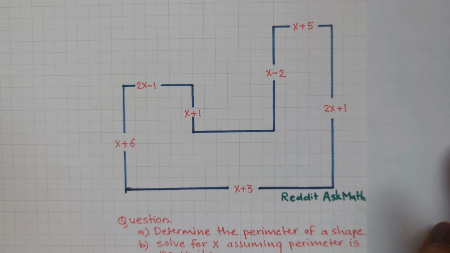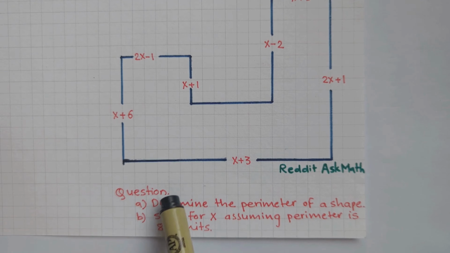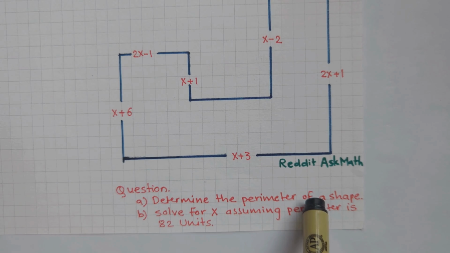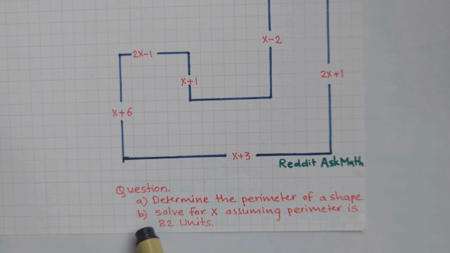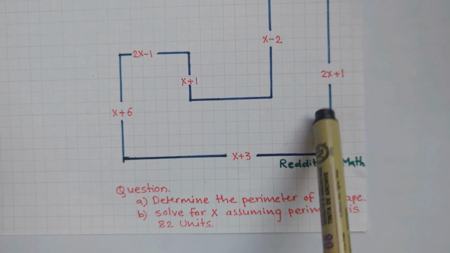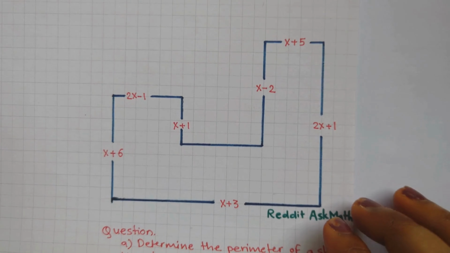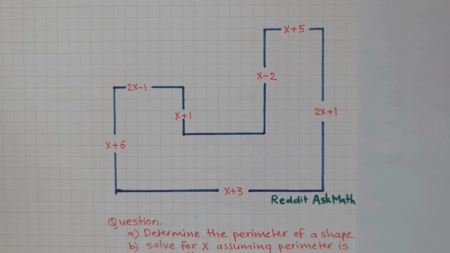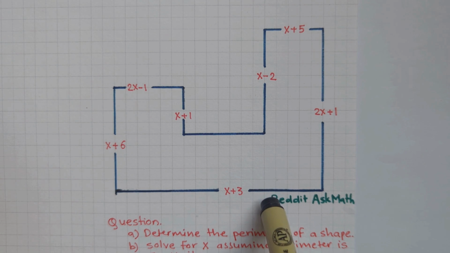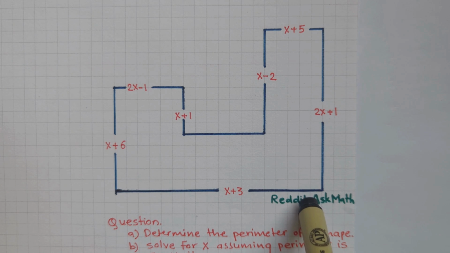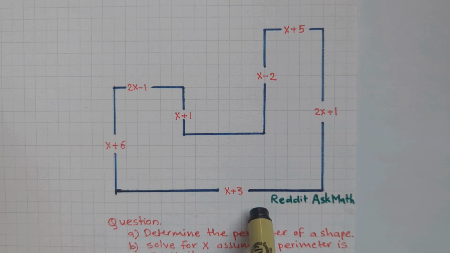So the parts of the question are to determine the perimeter of the shape given here, and to solve for x, assuming that the entire perimeter is going to be 82 units. Okay, let's focus only on this shape. The first part of the question is to find the perimeter of this shape.